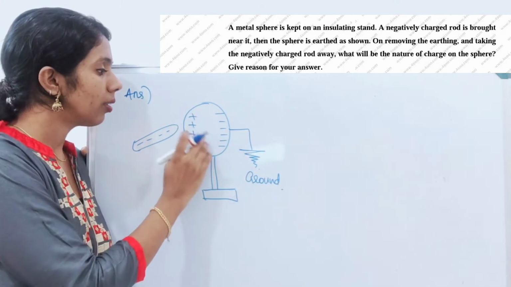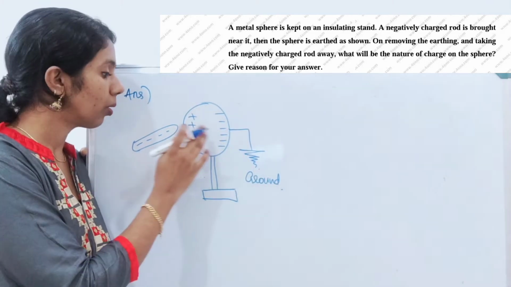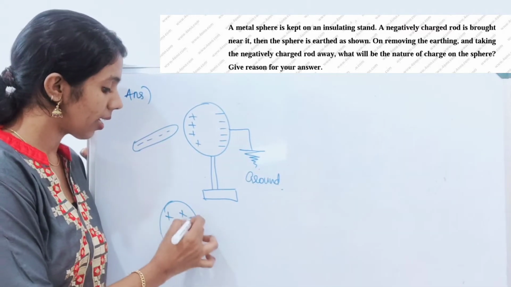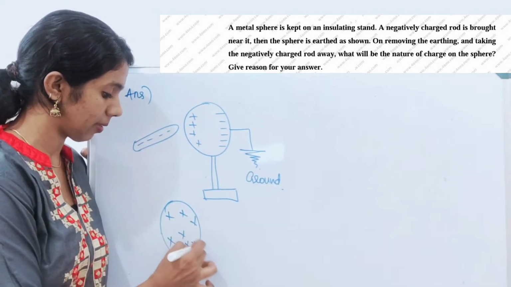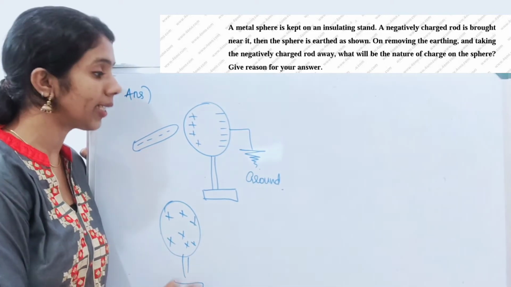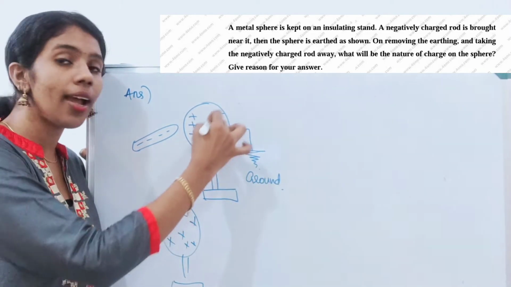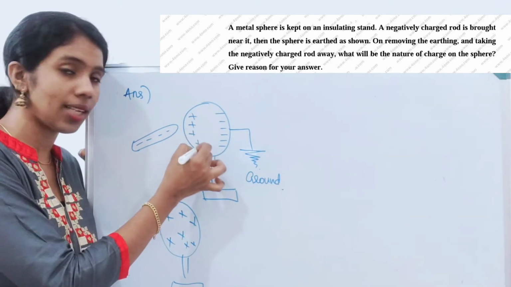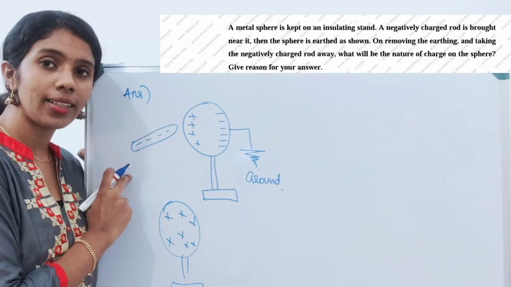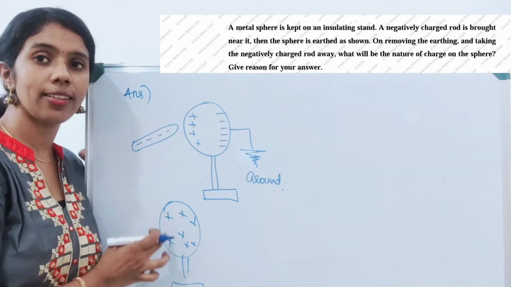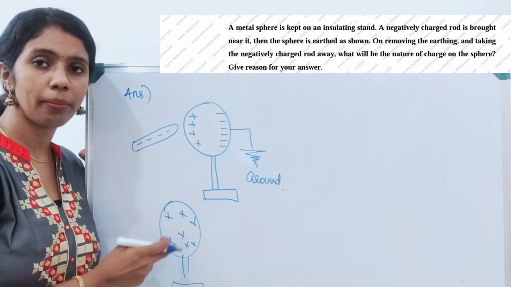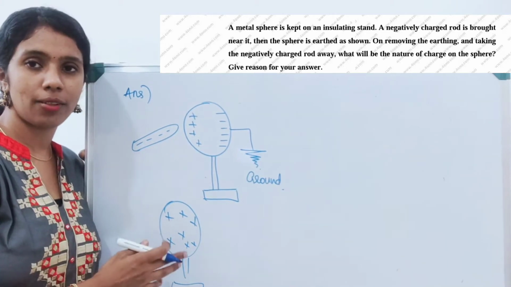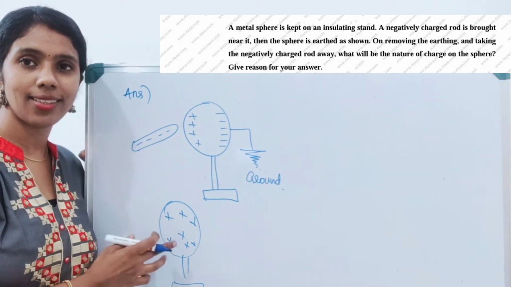Now when you remove the ground and when you remove the rod, all the positive charges get redistributed on the surface. Since it was grounded, all the negative charges, all the electrons, move to the ground, and the only remaining charges are positive charges. When you remove this rod, these positive charges get redistributed on this metal surface. As a result, the charge of the metal will be positive. Finally, the charge on the metal is positive.